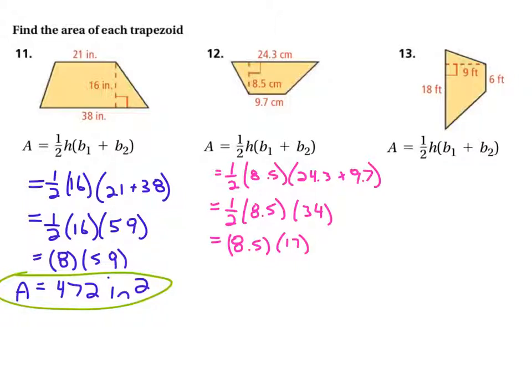You can type it all in your calculator anyway. And I'm going to actually use my calculator for this because why not? 8.5 times 17 is 144.5. And since the units were centimeters and we found the area, it's centimeters squared. So the area of that trapezoid is 144.5 centimeters squared. That's the answer to that one.